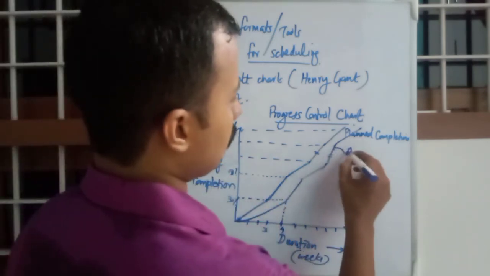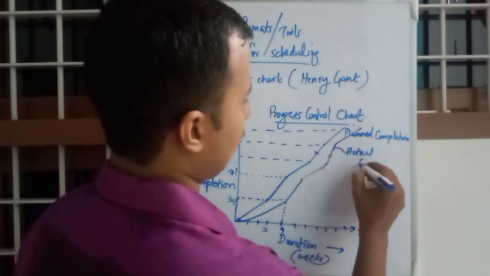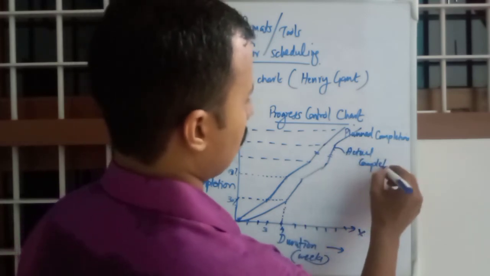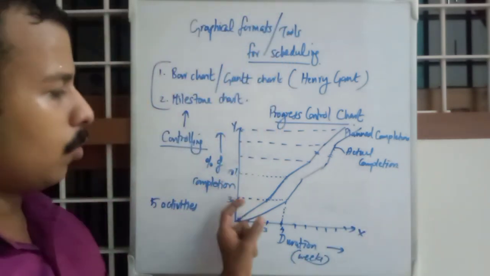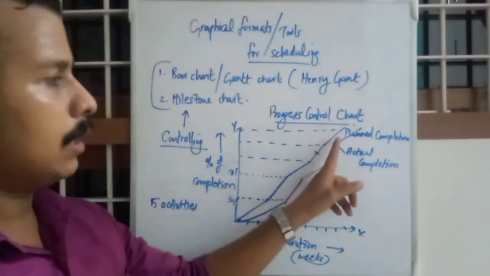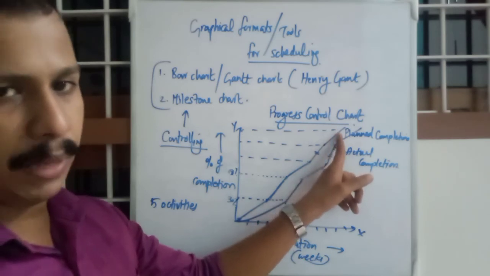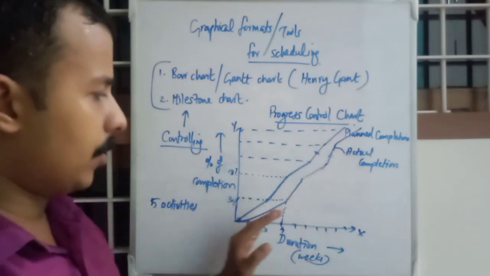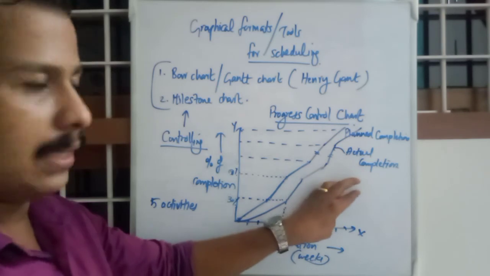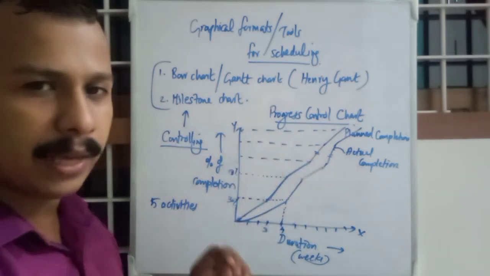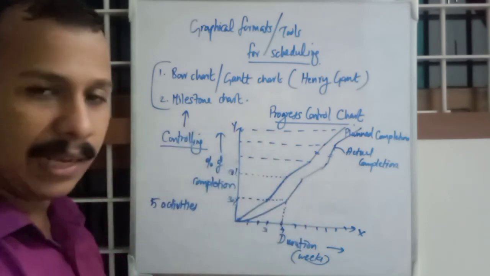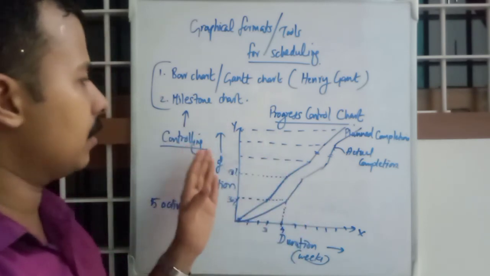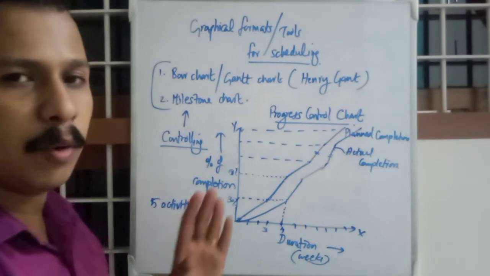This one is actual completion, and you can control all these activities with respect to planned completion which we have planned, and by representing it with a line in the progress control chart, you can represent and control. You can apply corrective measures accordingly with the help of this chart.